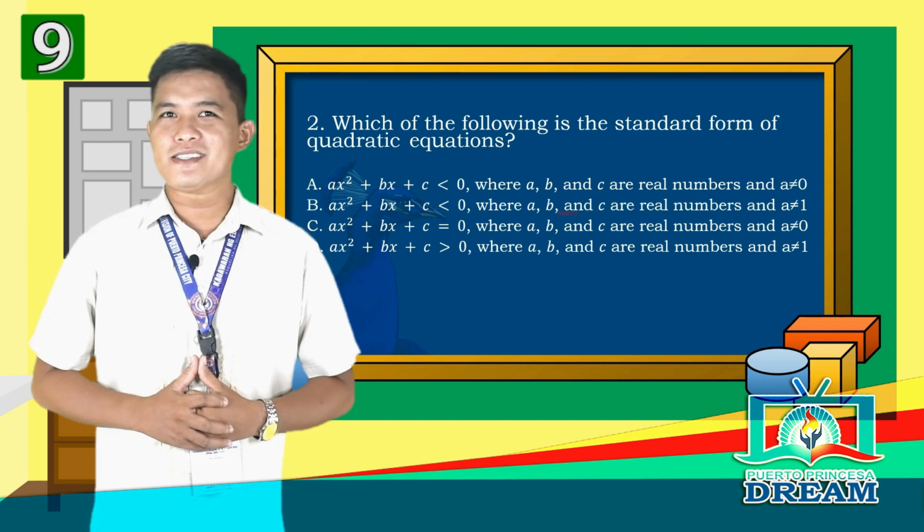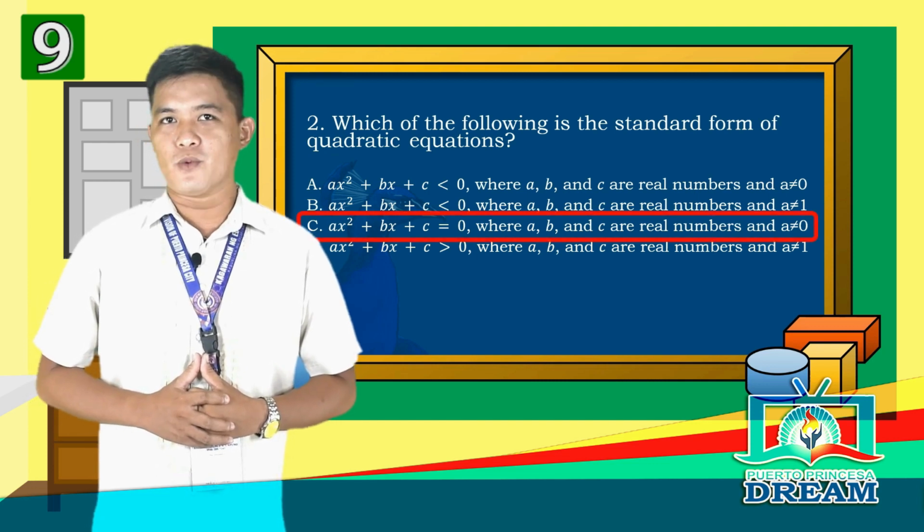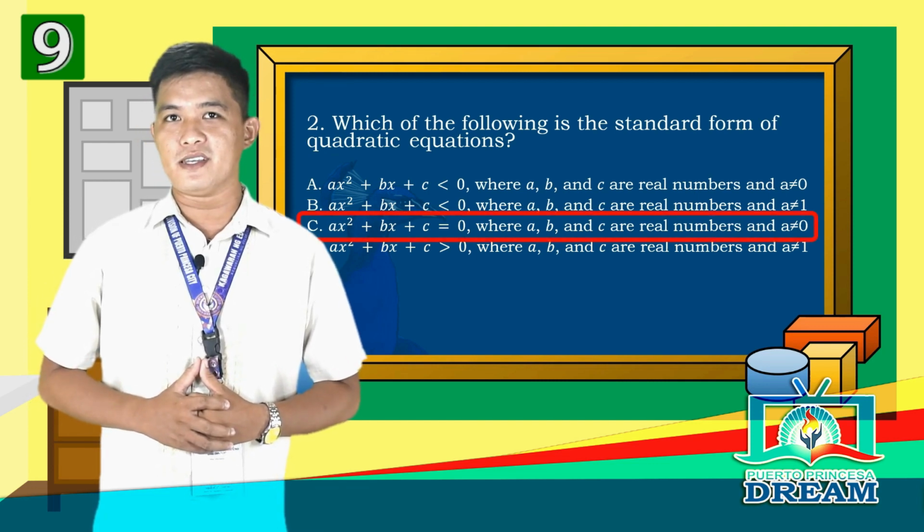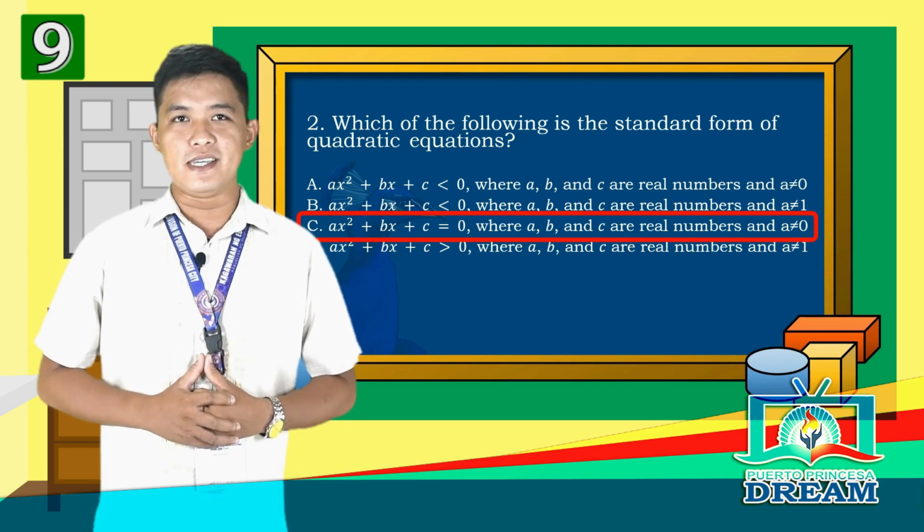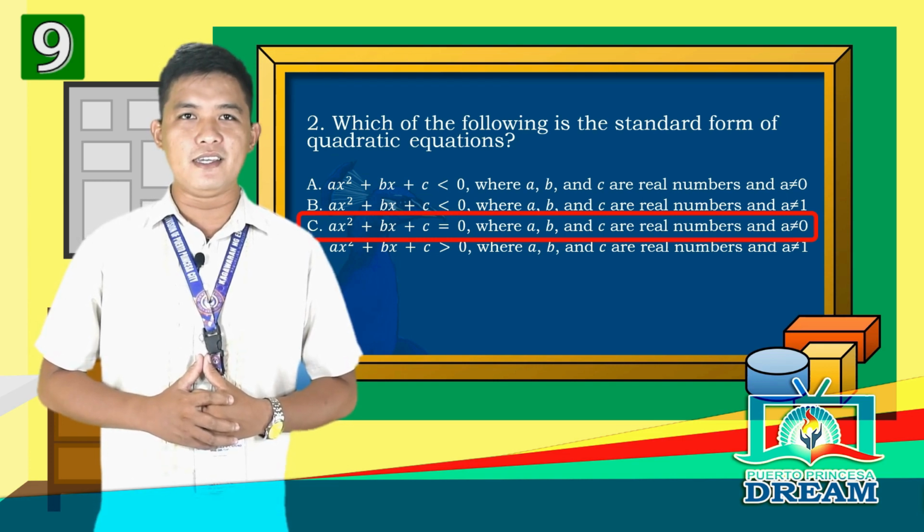The correct answer is letter C. Ax squared plus bx plus c equals 0, where a, b, and c are real numbers and a is not equal to 0.